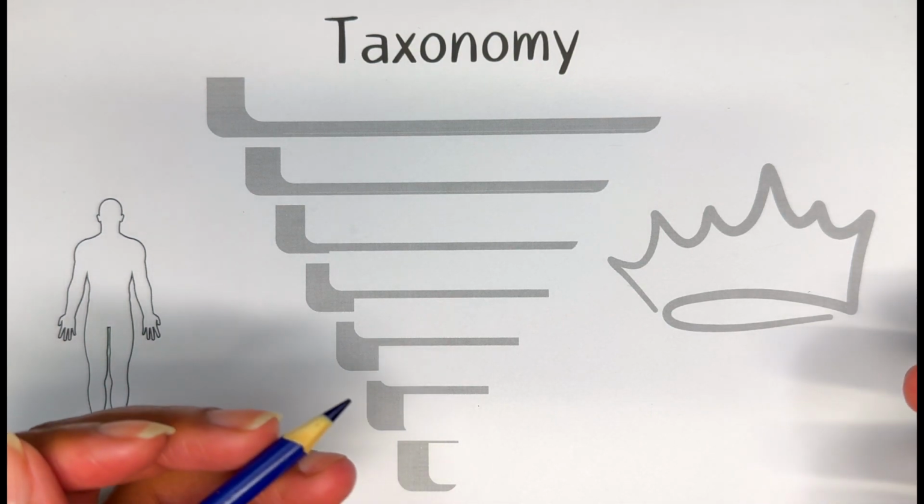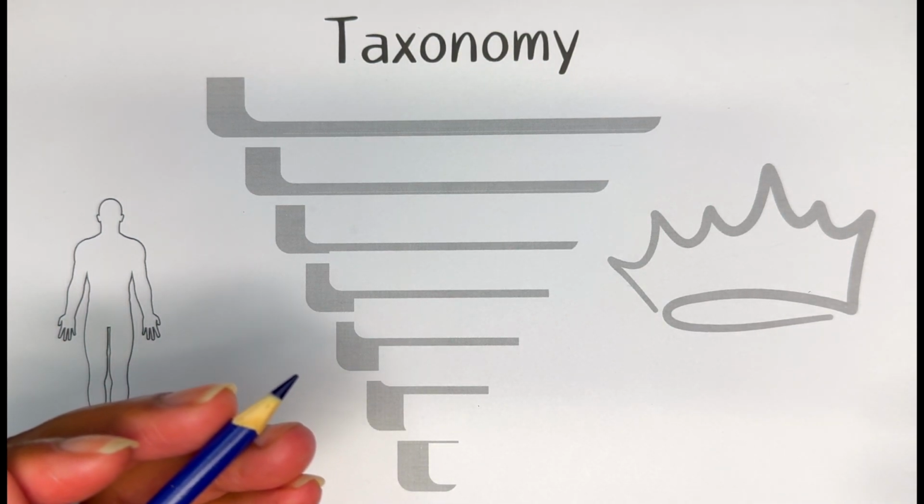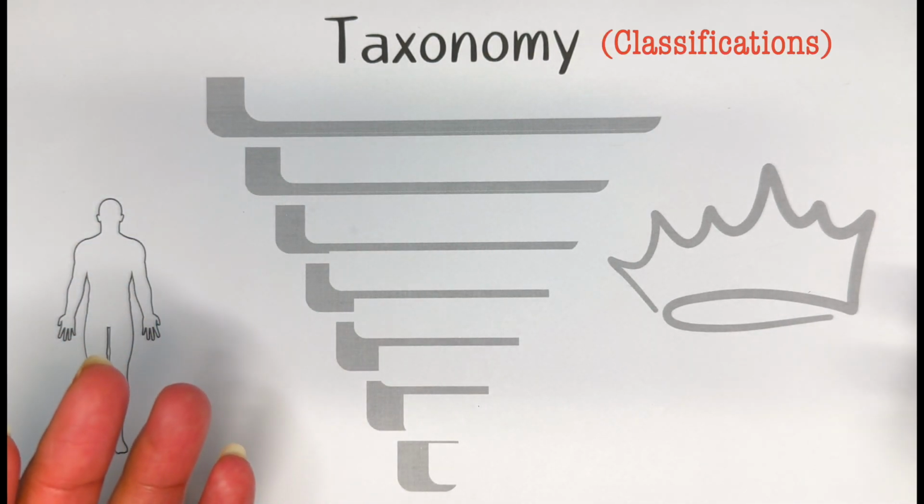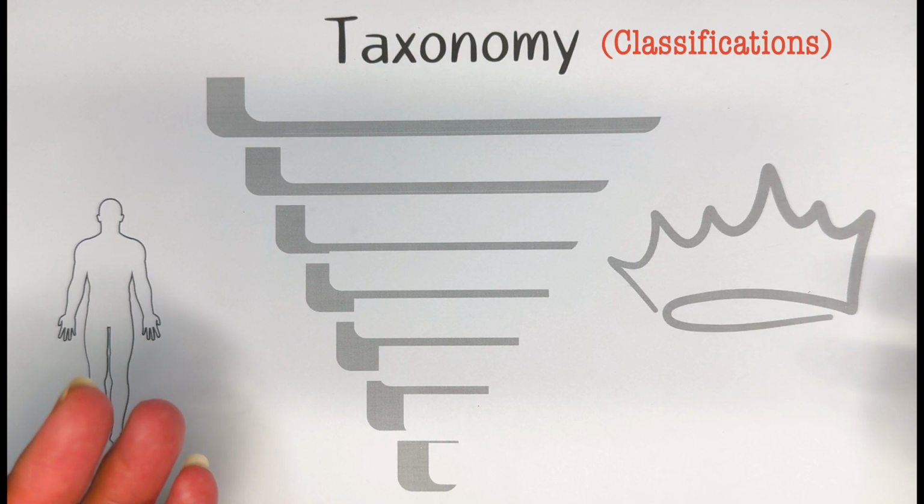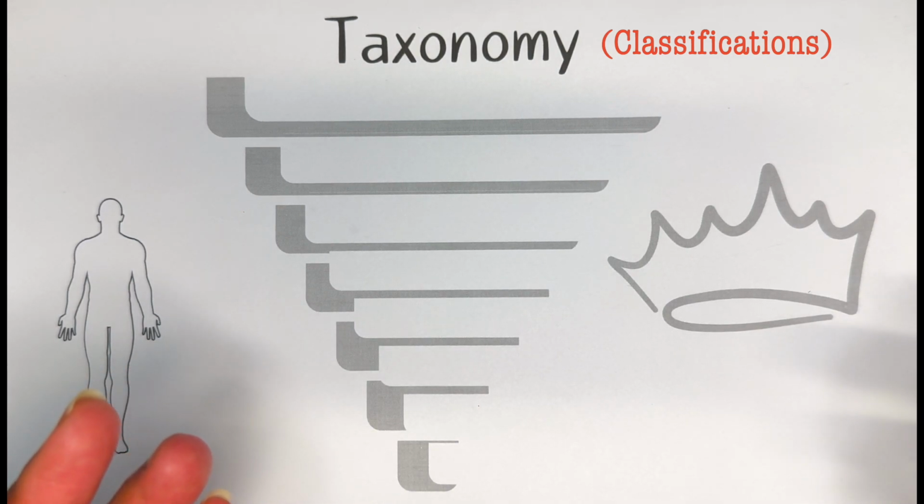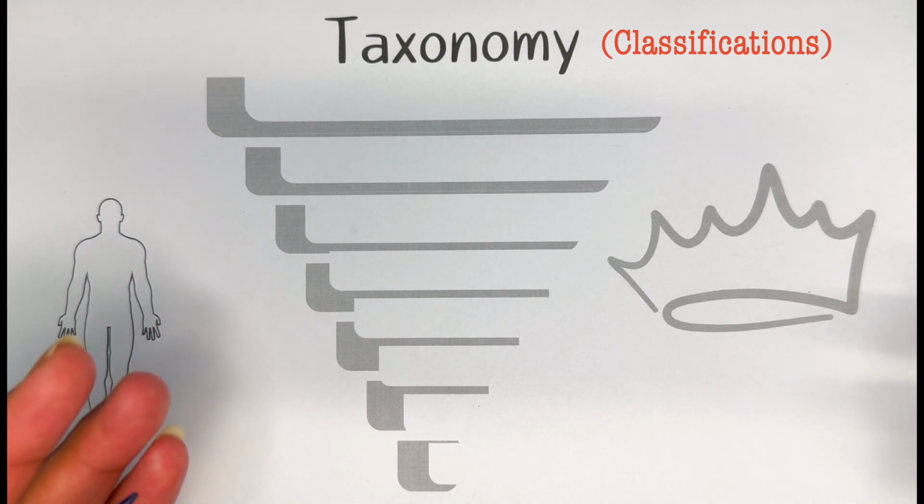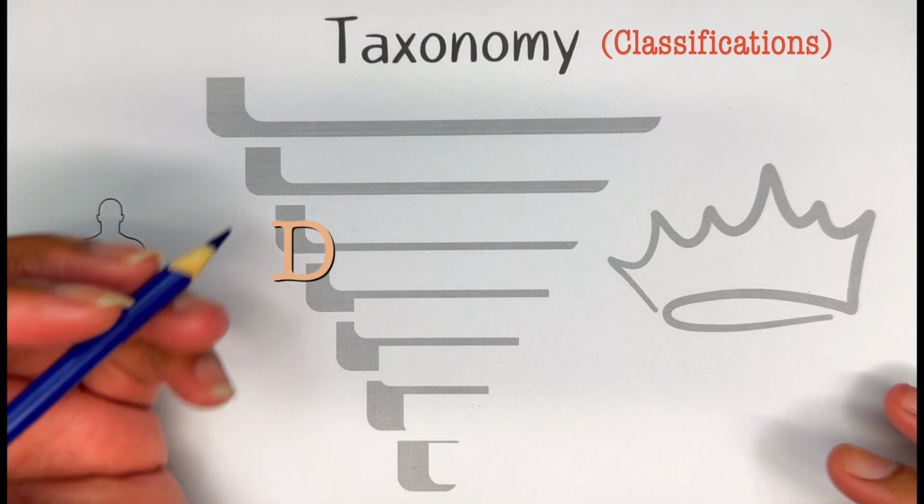Hey, so in today's lecture, I'm going to go ahead and teach you guys about taxonomy. Taxonomy is basically how we classify different organisms and species. There's 8 different classifications. We'll first talk about the biggest and most broadest classification, which is domain.